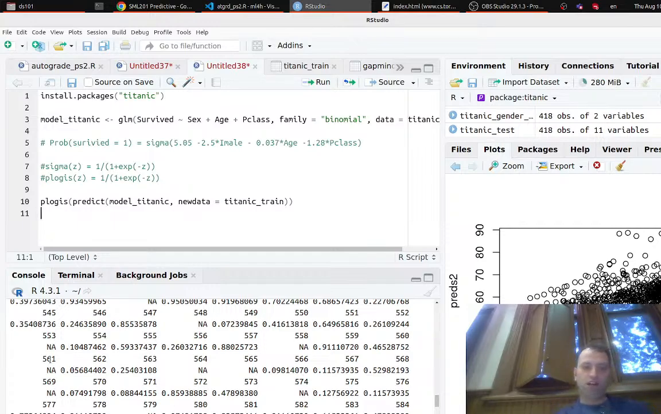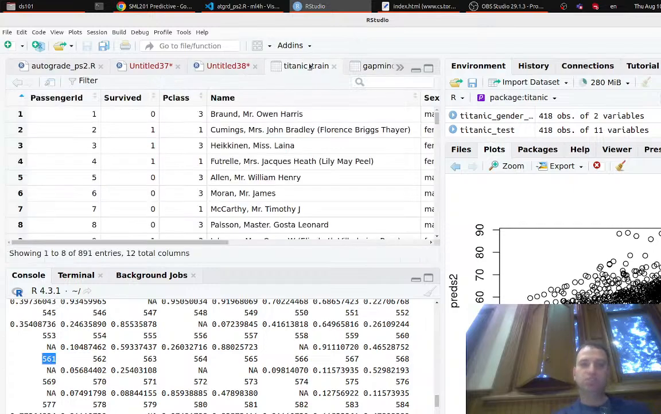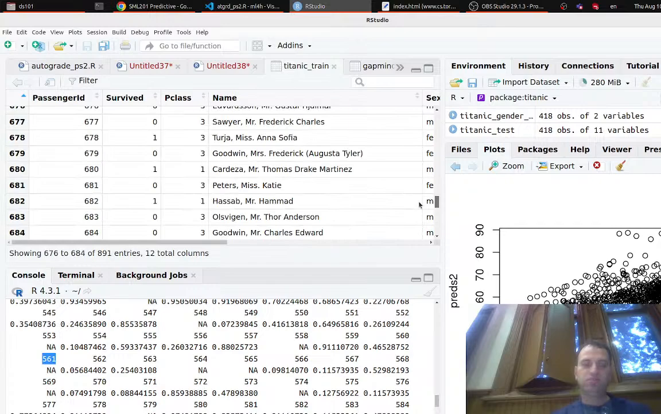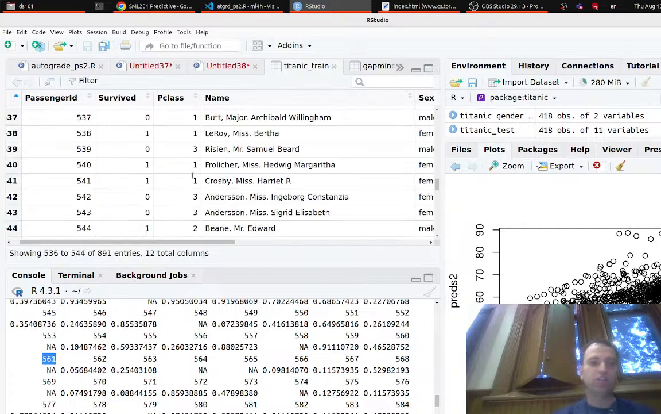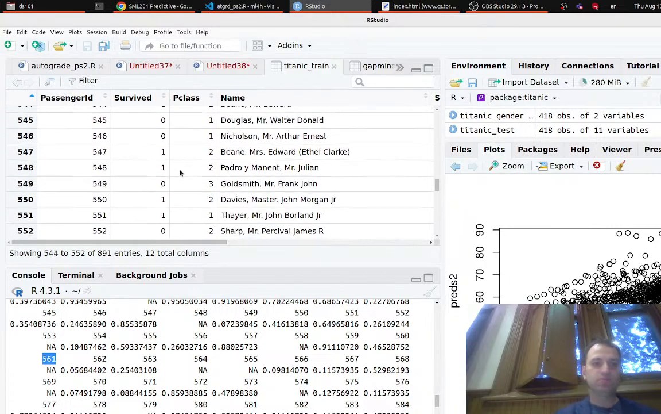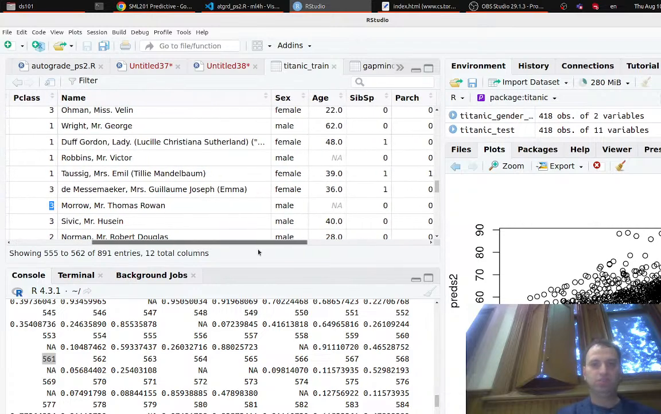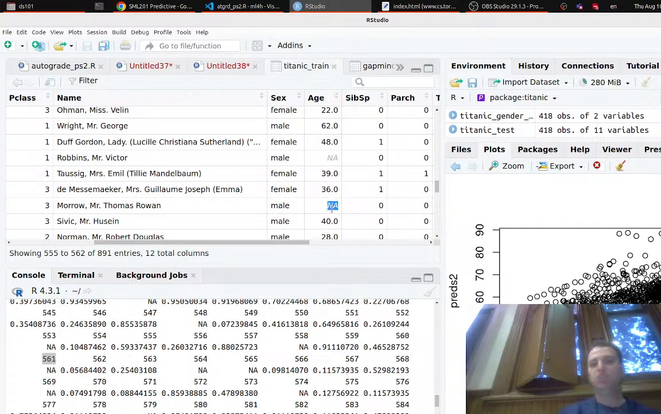I wonder why for 561 it's not predicting anything. Oh, it's actually for 561 as well. Yeah, this person didn't have an age. For that reason, you can't really make a prediction here, which is unfortunate.